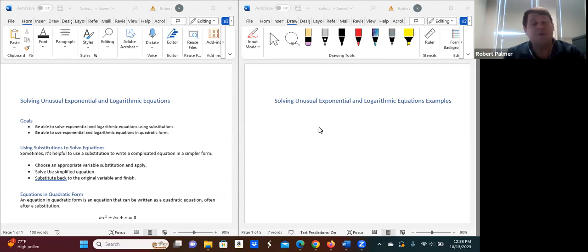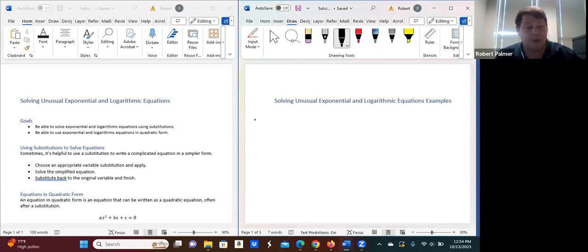So our goal, specifically in doing this, is to be able to solve exponential and logarithmic equations using what's called a substitution, and then also be able to solve exponential and logarithmic equations in what's called quadratic form. We'll explain each one of those. So using substitution, sometimes it's helpful to use a substitution to write a complicated equation in a simpler form. Let's take a look at our first example and give you an idea of how that can work. Our directions would just be to solve.